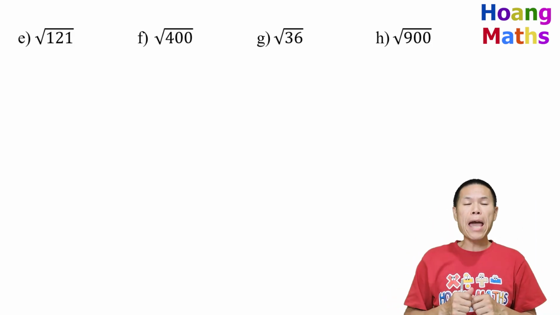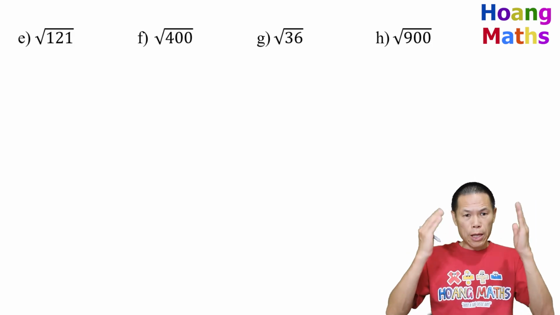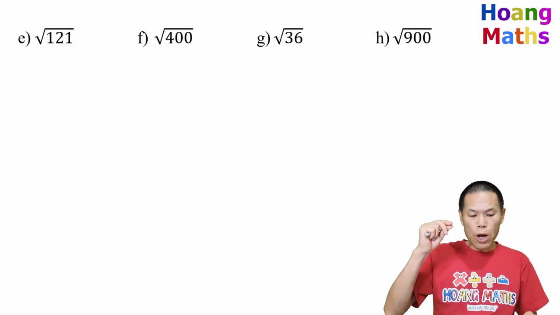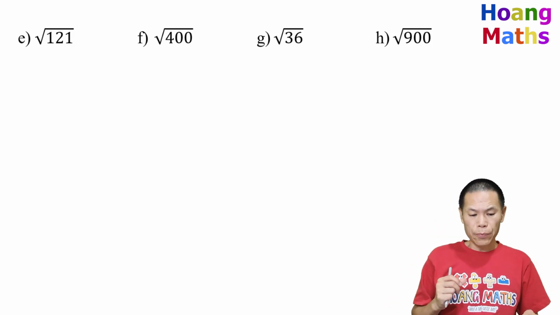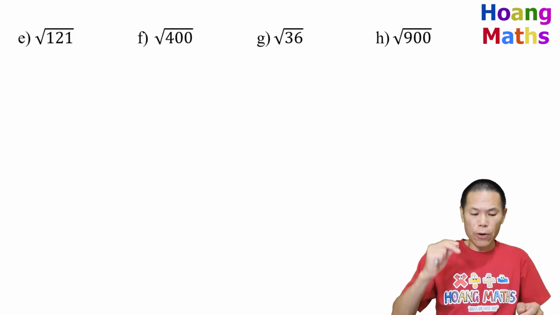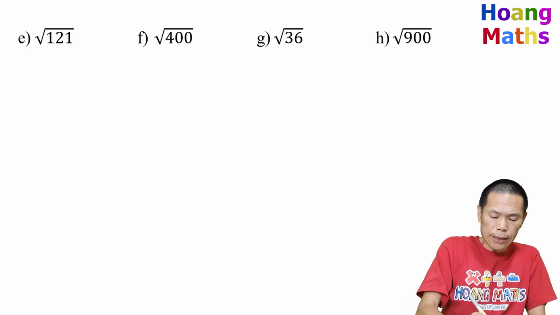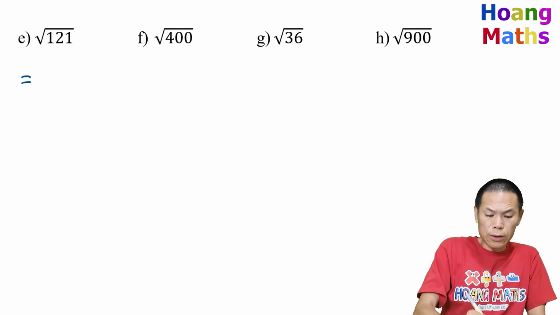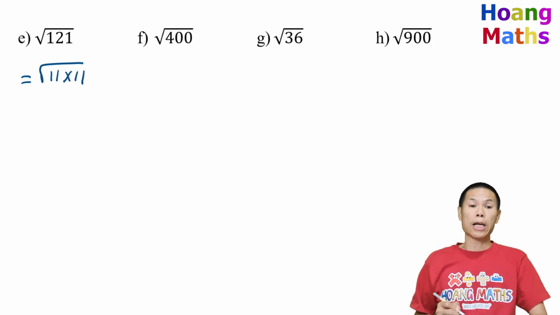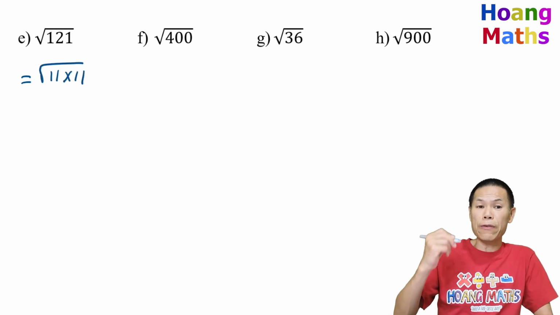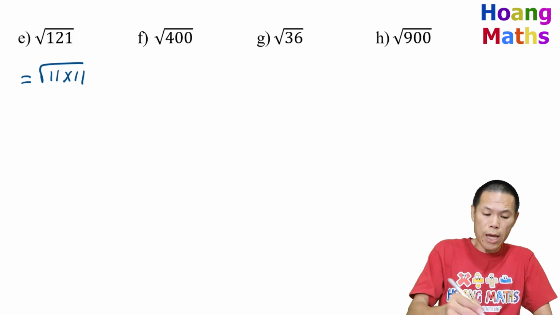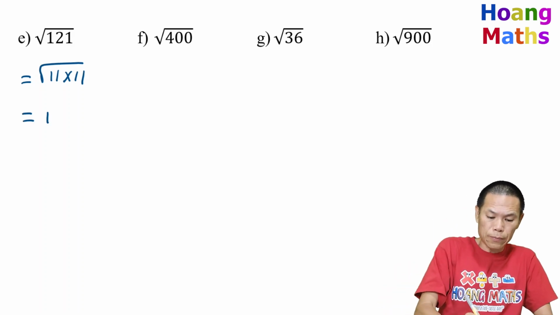Hi there, I'm back. How did you go? Let me go through them with you. So we know that 121 is 11 squared, correct? 121 is 11 squared, or 11 times 11 if you wish, okay? So the square root of 11 times 11, or 11 squared, is equal to 11.